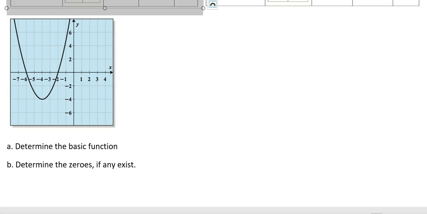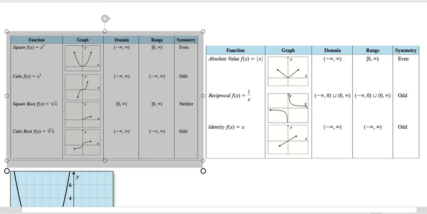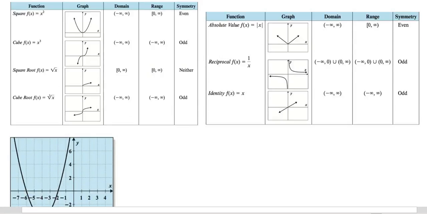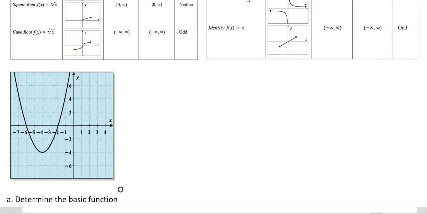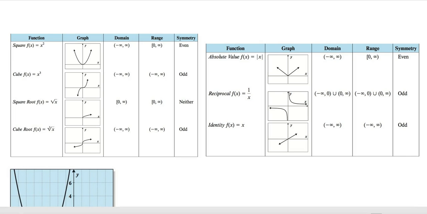Okay, let's look at some problems for 3.1. So here we're going to learn about the basic functions and their graphs. First, make sure you review the basic functions. They're clearly gone over in the book, and on page 217, 218, it has this nice summary of all the basic functions.